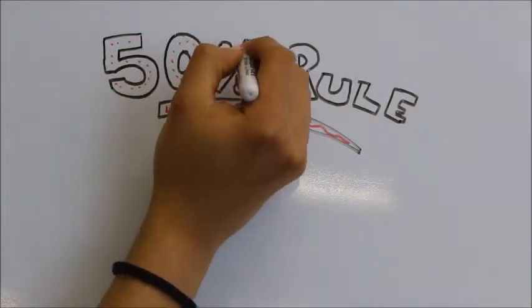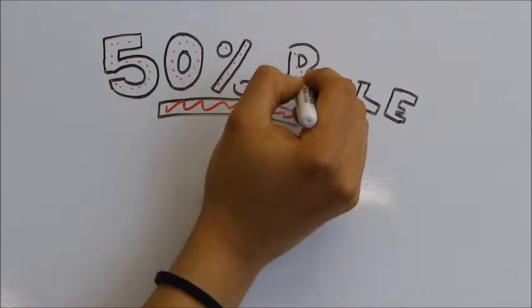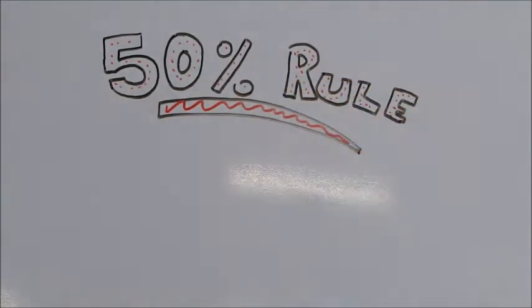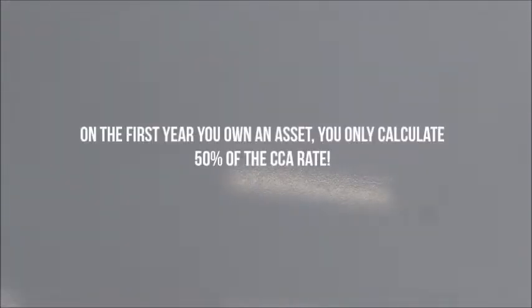However, if you were to buy the automobile in the middle of the year, when calculating the amortization expense, you would use half of the CCA rate. So for that first year that you have the automobile, the rate is 15%.